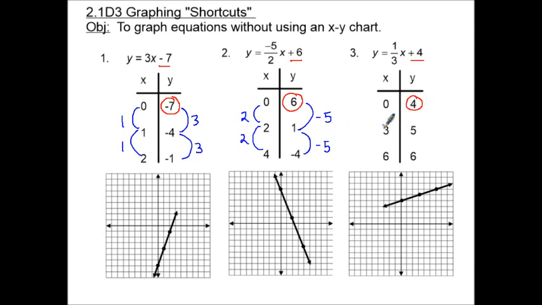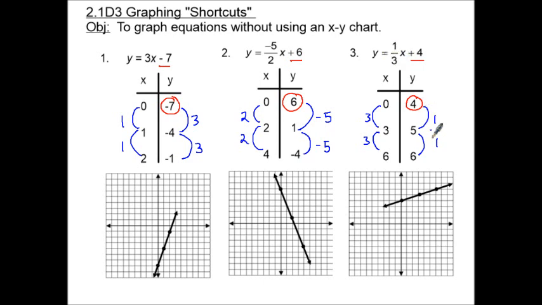And continuing on here, from 0 to 3, that's going up by 3. 3 to 6 also by 3. 4 to 5 is going up by 1. 5 to 6 is going up by 1. Now notice the 3 and the 1, negative 5 and the 2, and then the 1 and the 3 are all represented by this.